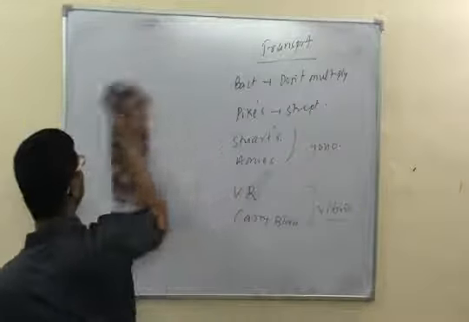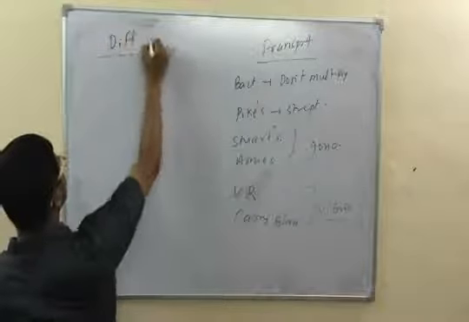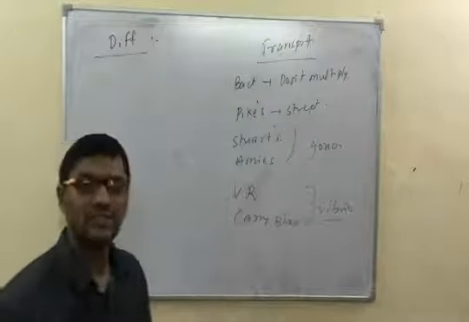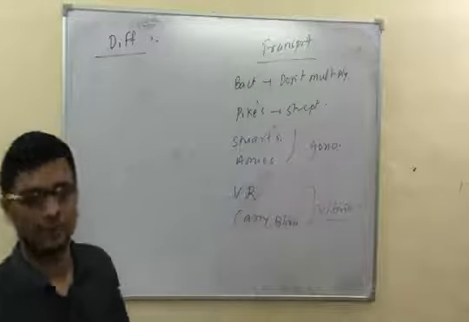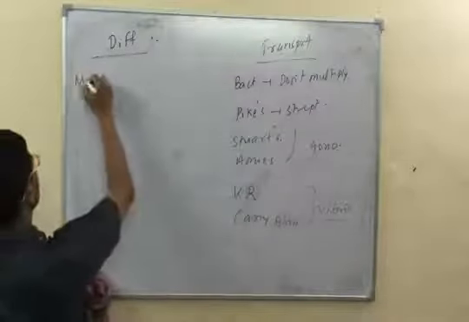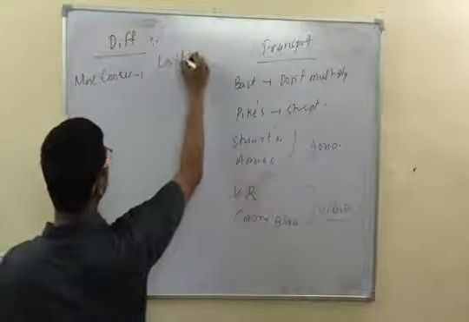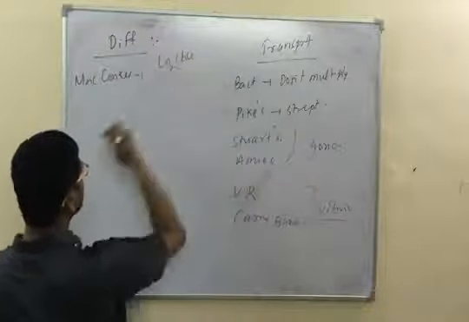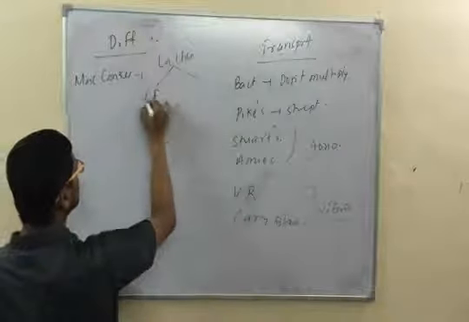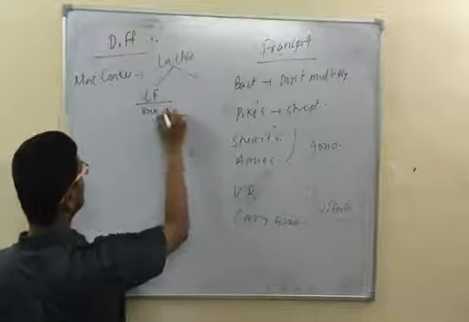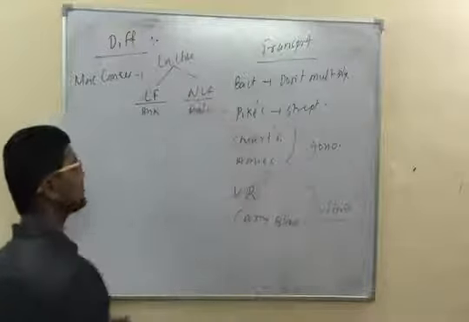Fine. Next is differential medium. Differential media are the media which can differentiate the bacteria into two groups based upon some specific property. Example is MacConkey agar. MacConkey agar, based on lactose fermentation, can differentiate the bacteria into lactose fermenting bacteria which will produce pink colony and non-lactose fermenting bacteria which will produce colorless or pale colony.